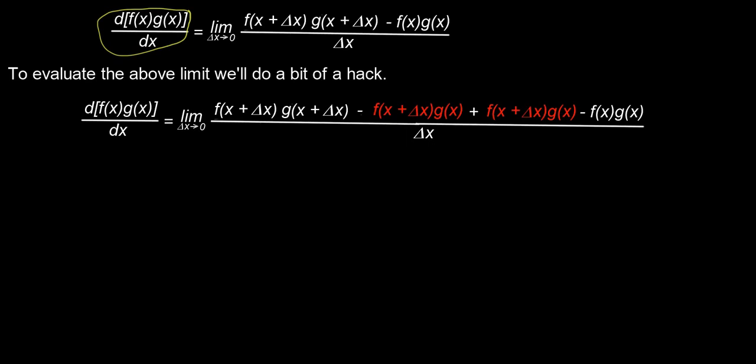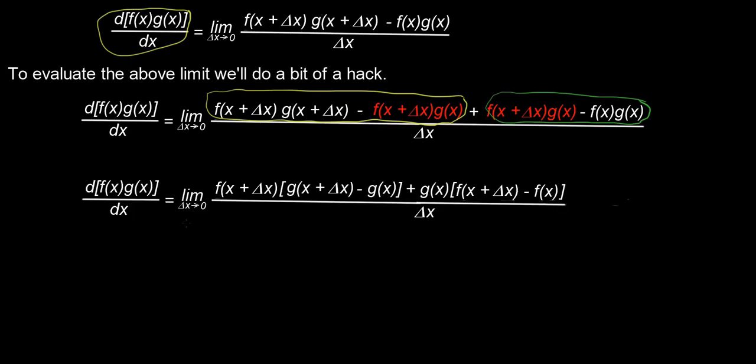In these first two products, you can see that f of x plus delta x is a factor, so I'm going to factor it out. And in these last two products, you might see that g of x is a common factor, so I'm going to factor that out. So I'm going to factor f of x plus delta x out of the yellow, and I'm going to factor g of x out of the green. And when I do all of that, there you go.